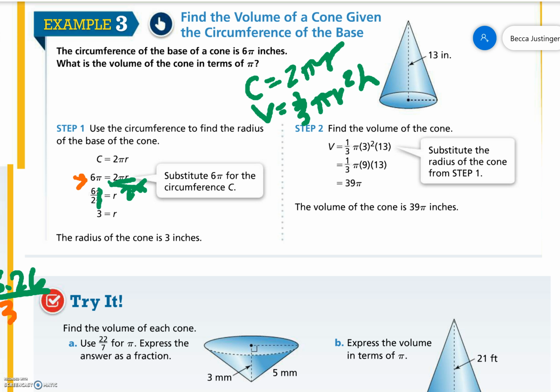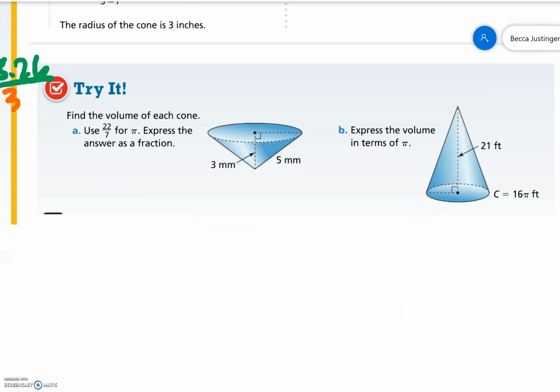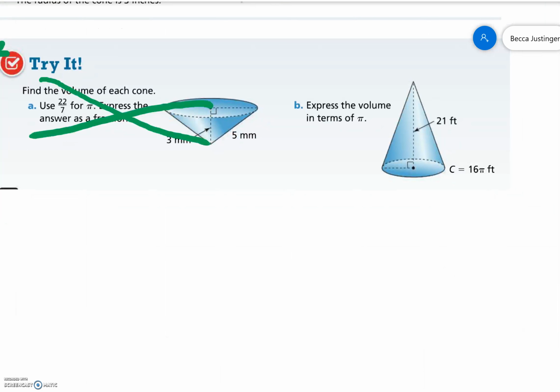So then we can plug that in to our equation. 1/3 pi, instead of radius we have 3, and we see our height is 13. And solve. Not going to solve A, we're just going to go right to B. Express the volume in terms of pi.